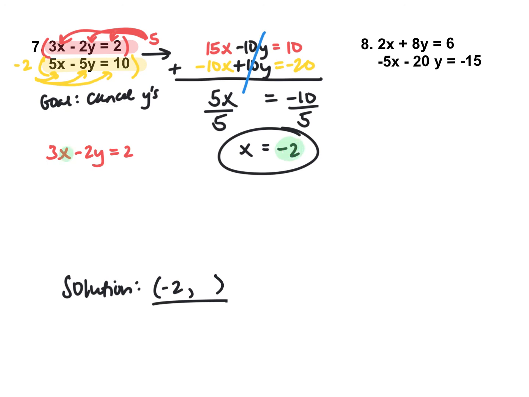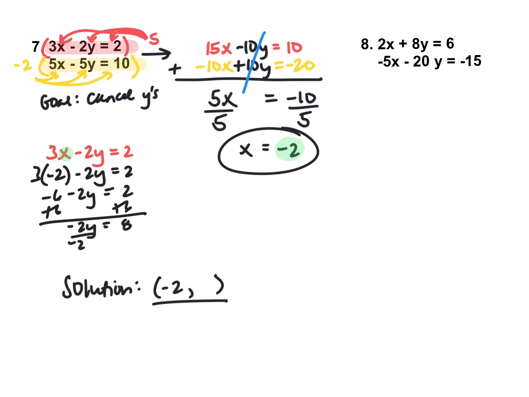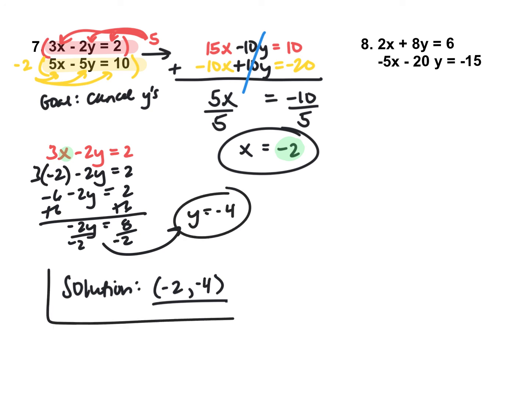So really I have 3 times a negative 2 minus 2y equals 2. So I have negative 6 minus 2y equals 2. I add 6 to both sides. So I have negative 2y equals what? 2 plus 6 is 8. Divide by negative 2. Ooh, and I'm going to have to move my work over here. So y equals a negative 4. So that way, that's my solution I'm working with.